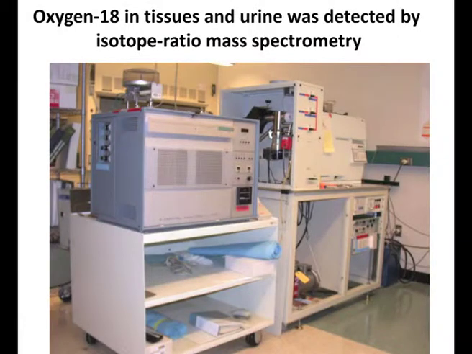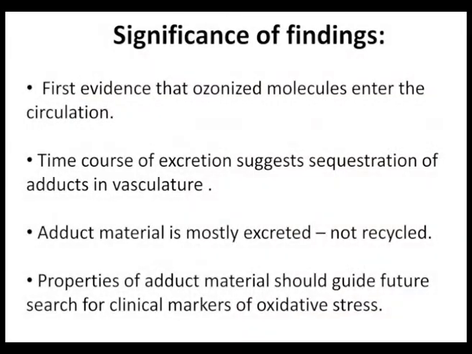Few studies have employed oxygen-18 to measure pathologically bound oxygen because the techniques require isotope ratio mass spectrometry, and it is difficult. Our study is unique because it is the first to show that molecules oxidized by ozone leave the lung and enter the circulation.